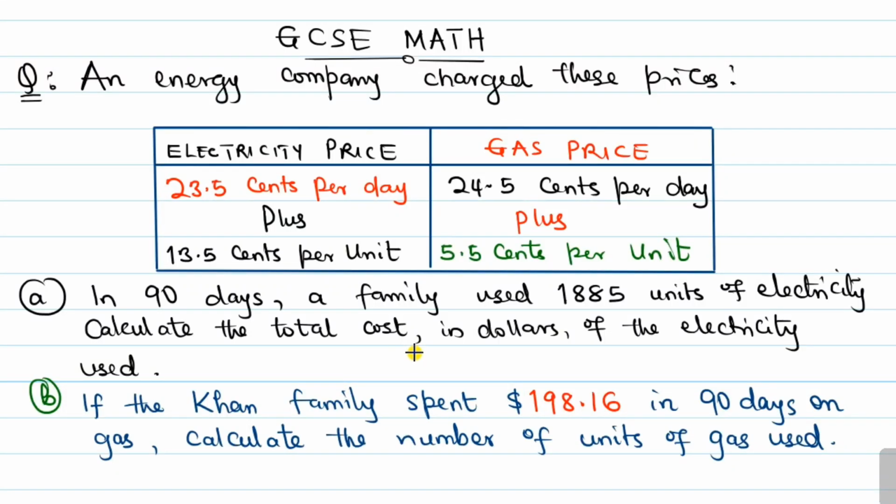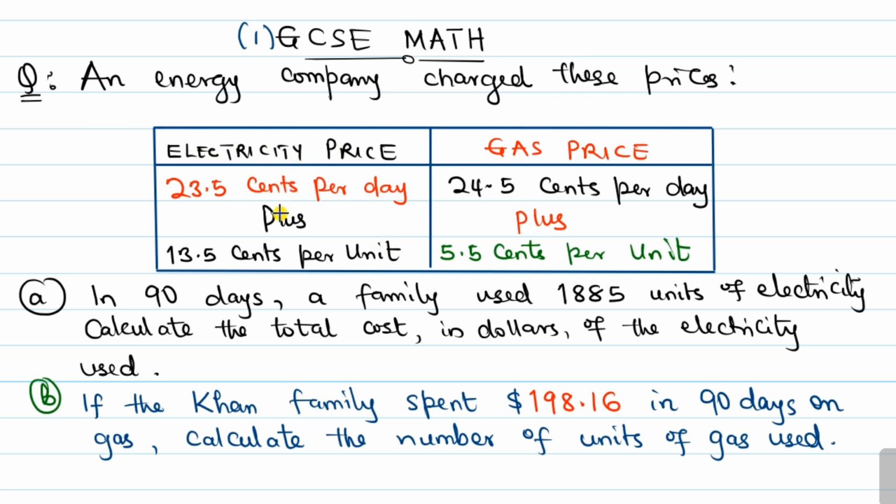Alright, so here we want to look at this GCSE maths, which over here in Nigeria we call IGCSE. The I there means international. This question, a very beautiful one, is a past question of one of their exams. It says that an energy company charged these prices.